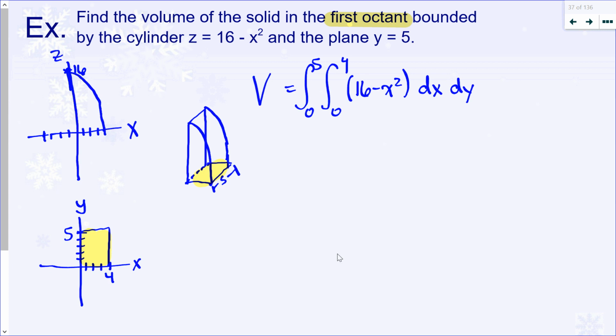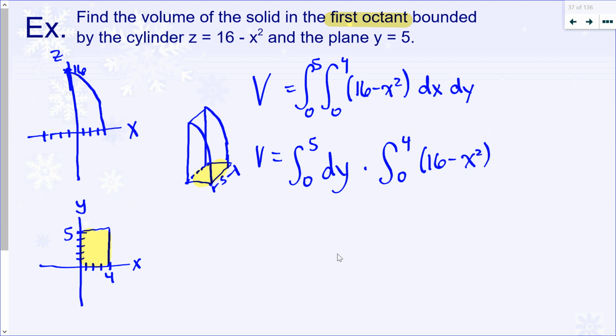Since we just learned that little trick, I'm going to use it right now. So I'm going to say this is the integral from 0 to 5 dy times the integral from 0 to 4 of 16 minus x squared dx. And because of the trick we learned, the ability to separate these integrands into two separate single integrals instead of one big double integral, as long as we have rectangular coordinates and that it is separable. And because there's not even a y in our integrand, it's pretty easy to accomplish.